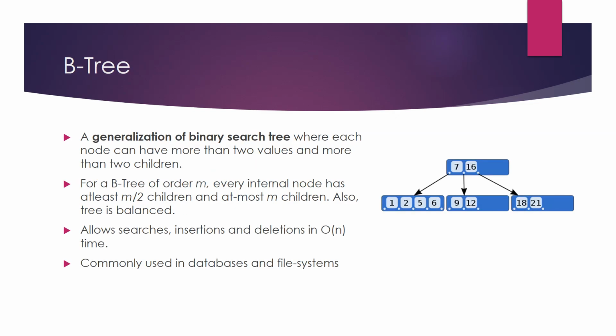So moving on to the last one, which is the B-tree. Now this is not a binary search tree, it's a generalization of a binary search tree. So it's not even a binary tree, in fact. This is a tree where nodes can have more than 2 children and more than 2 keys. In fact, we say for a B-tree of order m, every internal node will have a minimum of m/2 children and a maximum of m children, and also the tree is balanced. This is also a tree where searches, insertion and deletion are in order log n time.